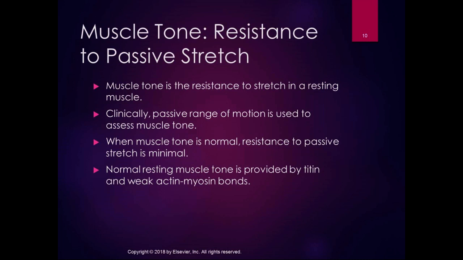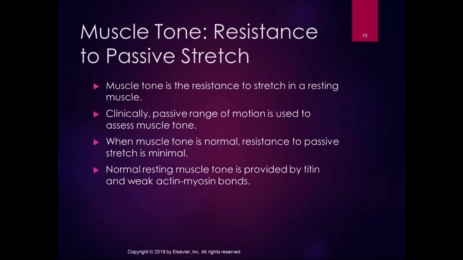Clinically, we assess muscle tone with passive range of motion. Passive, not active, passive. So the patient has to be relaxed. The clinician is moving their limb through their range of motion, and the amount of resistance to stretch is what we define as muscle tone. When muscle tone is normal, resistance to passive stretch is minimal. So probably for most of the people in class, most of the people that you've worked with in lab, they have normal muscle tone, and so they have minimal resistance to passive stretch.